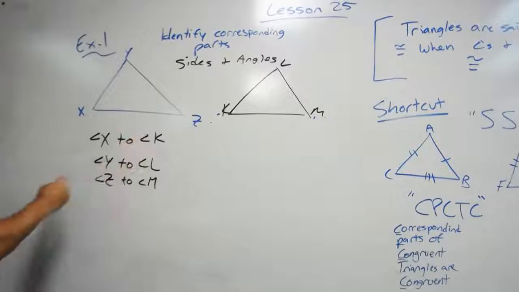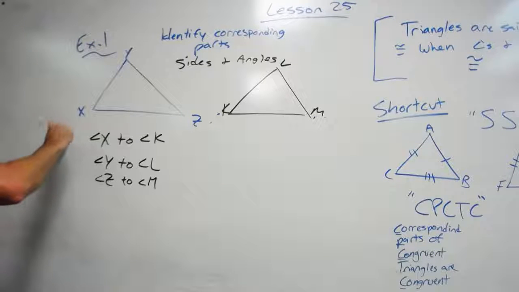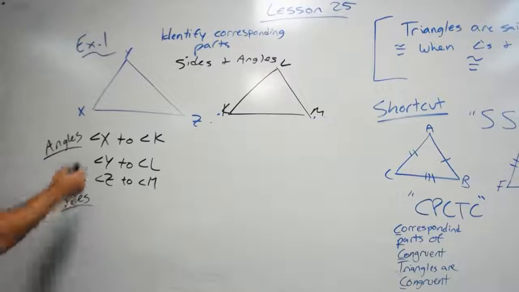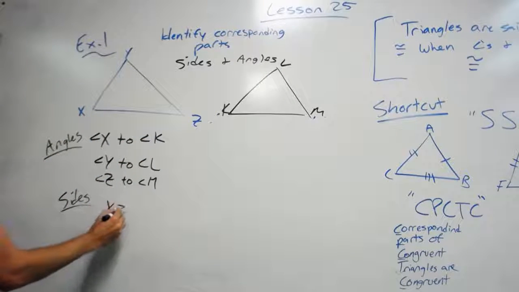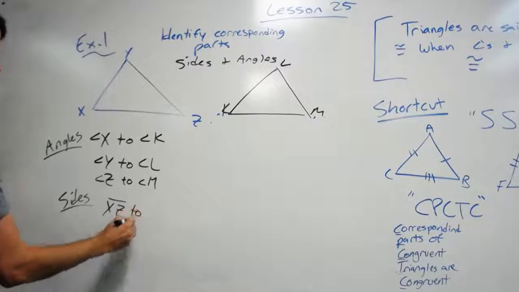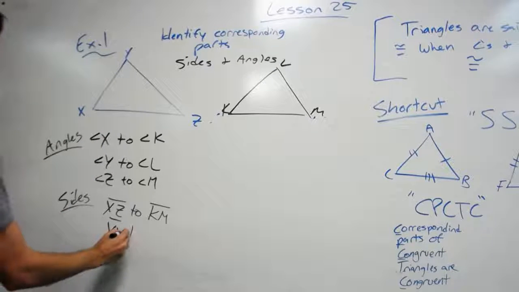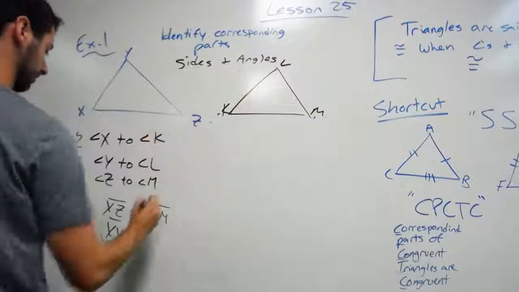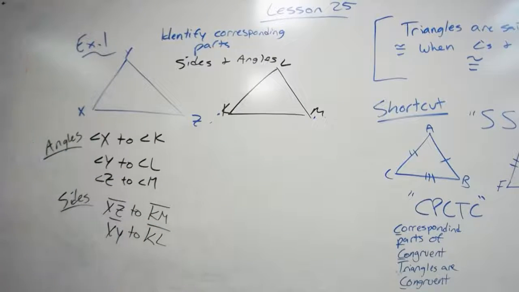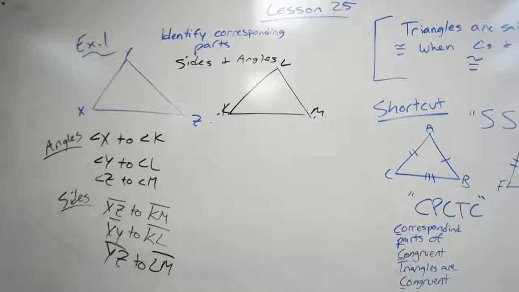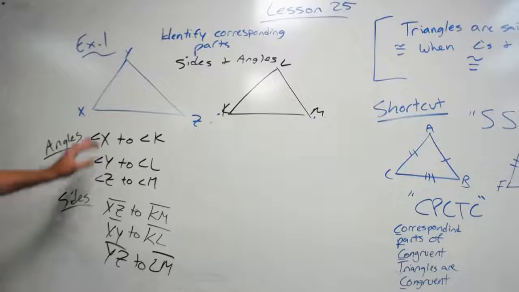And now we did all the angles. Now we're going to do the sides. So side XZ corresponds to KM. Side XY corresponds to KL. And then the last one, YZ, corresponds to LM. So those are corresponding parts in the triangles.